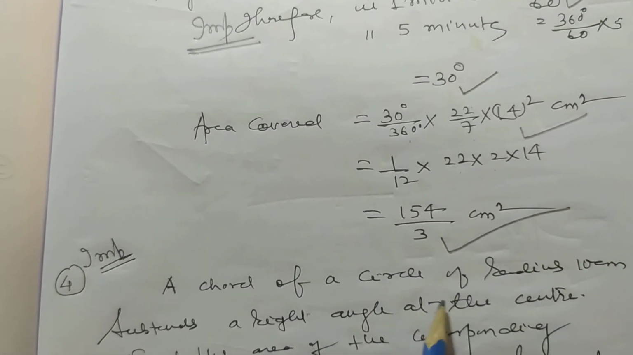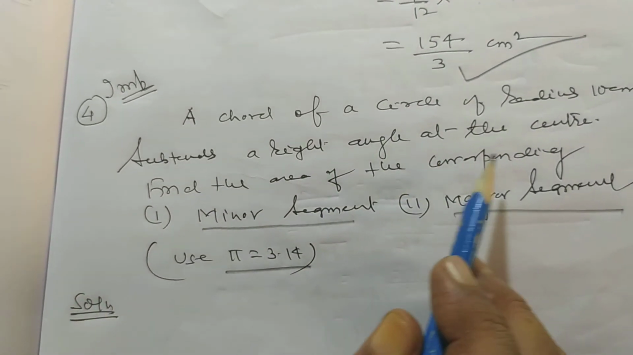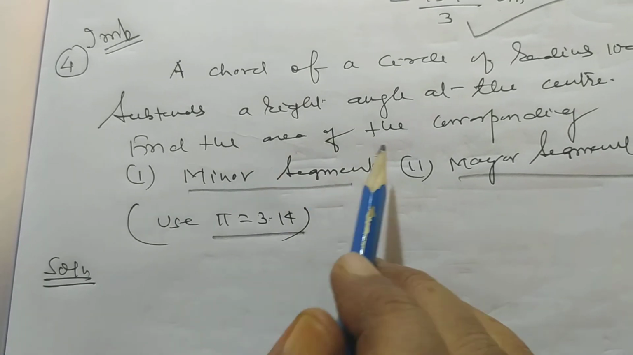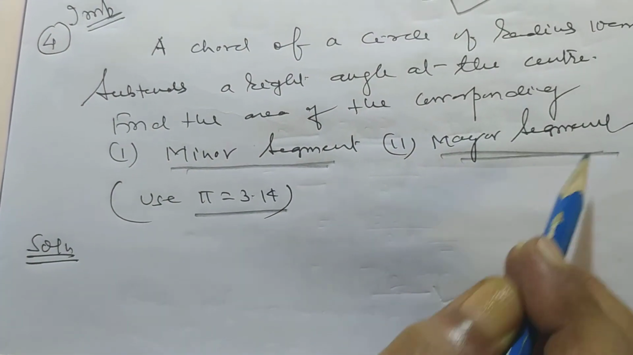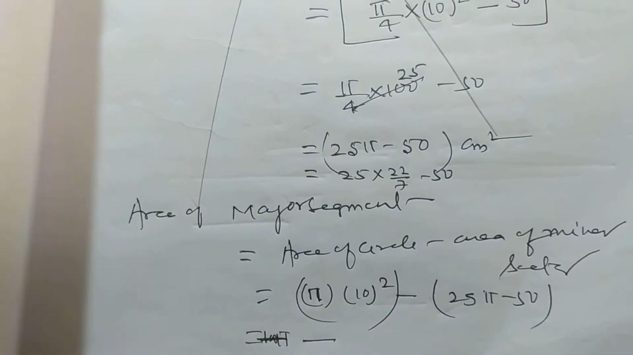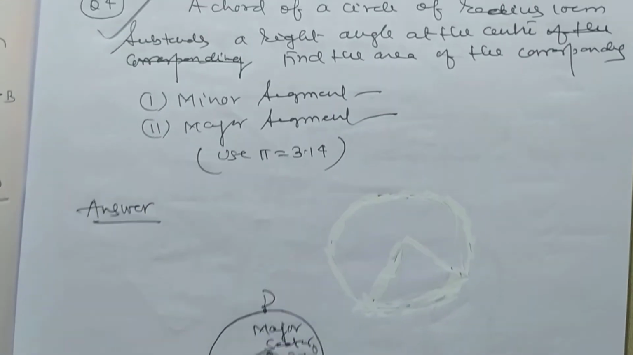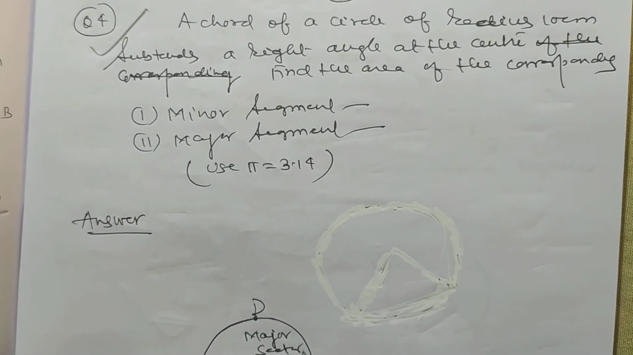A chord of a circle of radius 10 centimeter subtends a right angle at the center. Find the area of the corresponding minor segment and major segment. And consider pi is equal to 3.14. So my dear student, this problem is very, very important. It was asked in the CBSE examination. So you must go through this chapter.